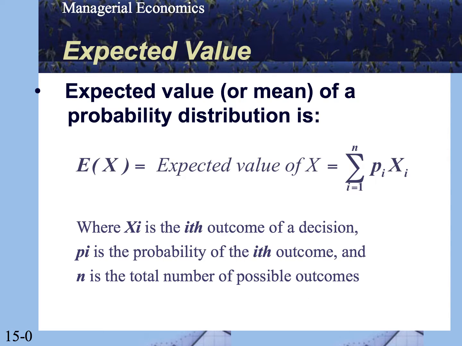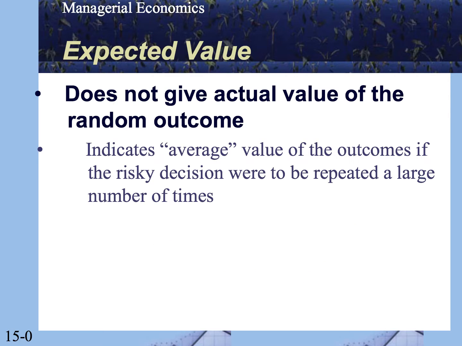To calculate the expected value, we have to follow this formula. In fact, the expected value is the sum of the P of i multiplied by the X of i, where X is the outcome of a decision, P is the probability, and N is the total number of outcomes. An expected value doesn't give an actual value of the random outcomes, but gives an average value of the outcomes, because the outcomes are compared with the possibility that something may happen.